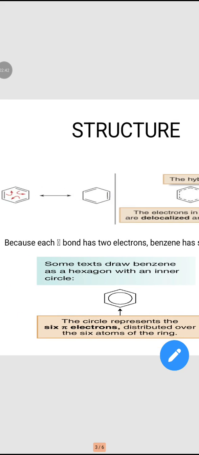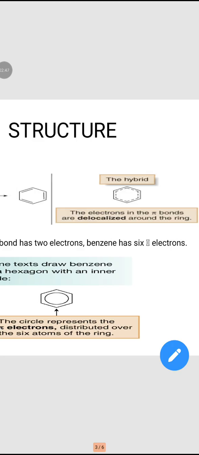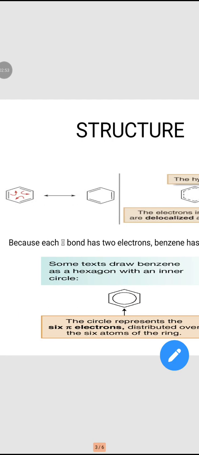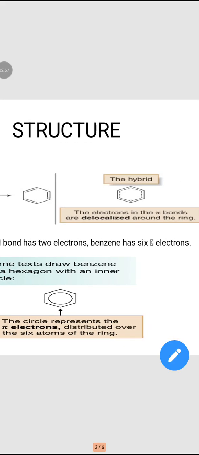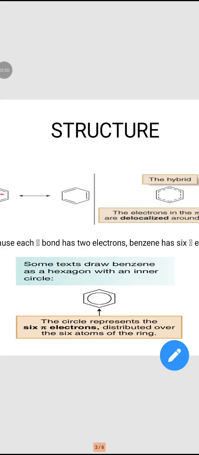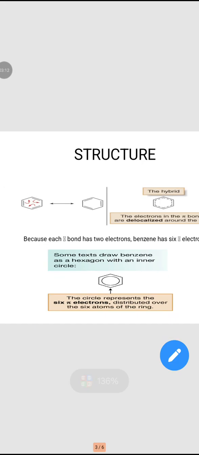So these are the structures of benzene. These are resonance structures, and these are the hybrid structures. The hybrid structure is more stable, so the electrons are delocalized around the ring. Each pi bond has 2 electrons, so benzene has 6 pi electrons. Some books draw the benzene structure as a hexagon with an inner circle, where the circle represents 6 pi electrons distributed over the 6 atoms of the ring.